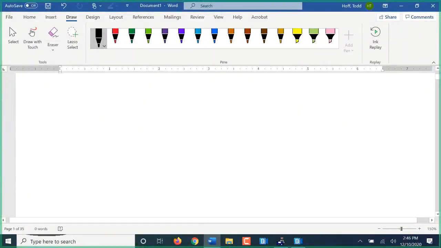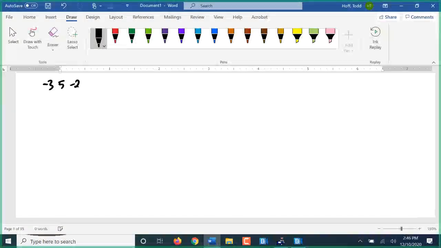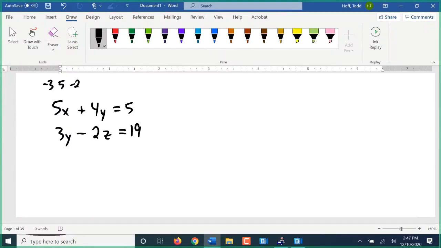Okay, so today I want to take a look at what happens when we have a system that looks like this: 5x plus 4y equals 5, 3y minus 2z equals 19, and 2x minus 5z equals 4.